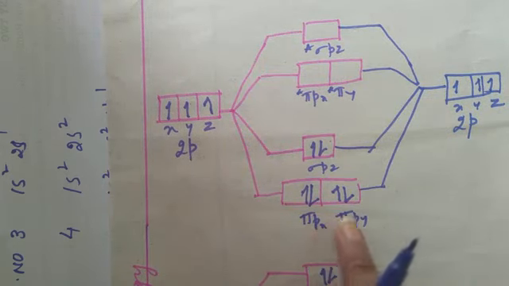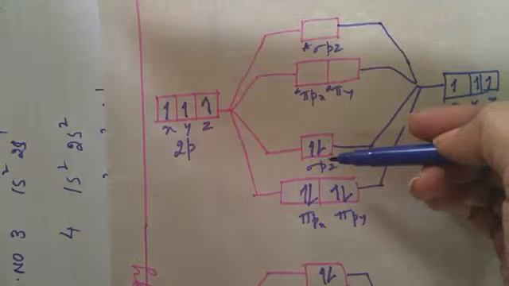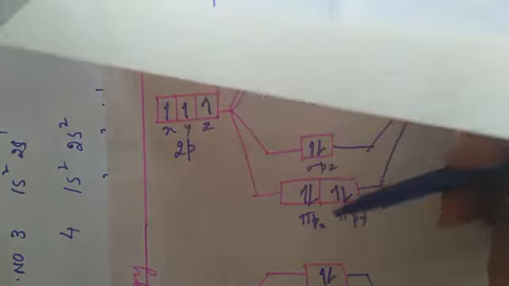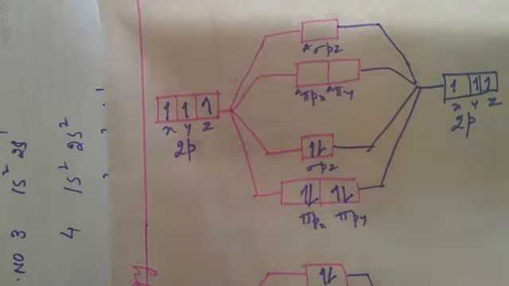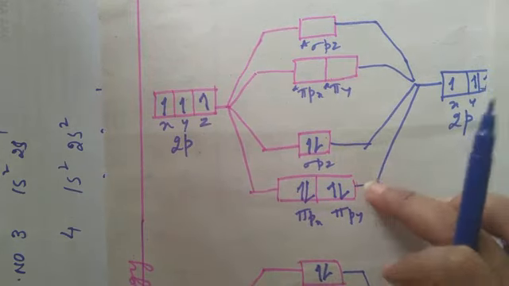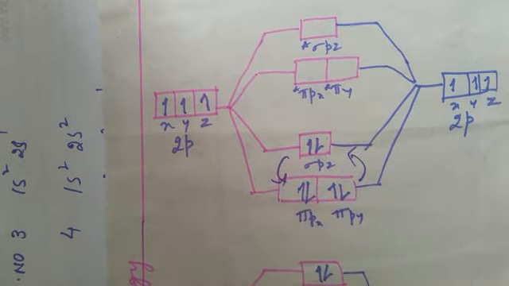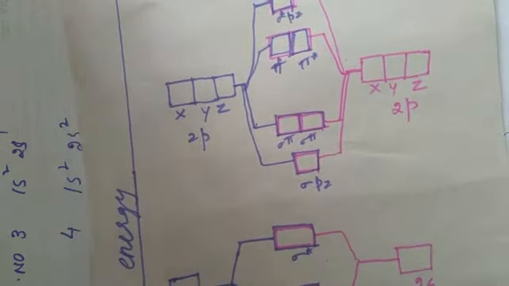From oxygen onwards, 2pz will have lower energy compared to 2px and 2py. So only this is reversed. This will go up and this will come down. Rest everything remains the same. This I have shown here.